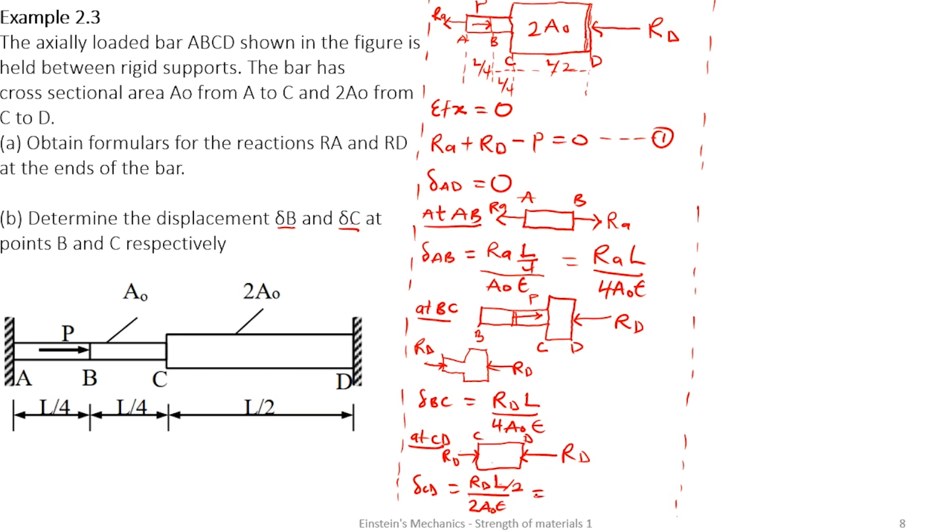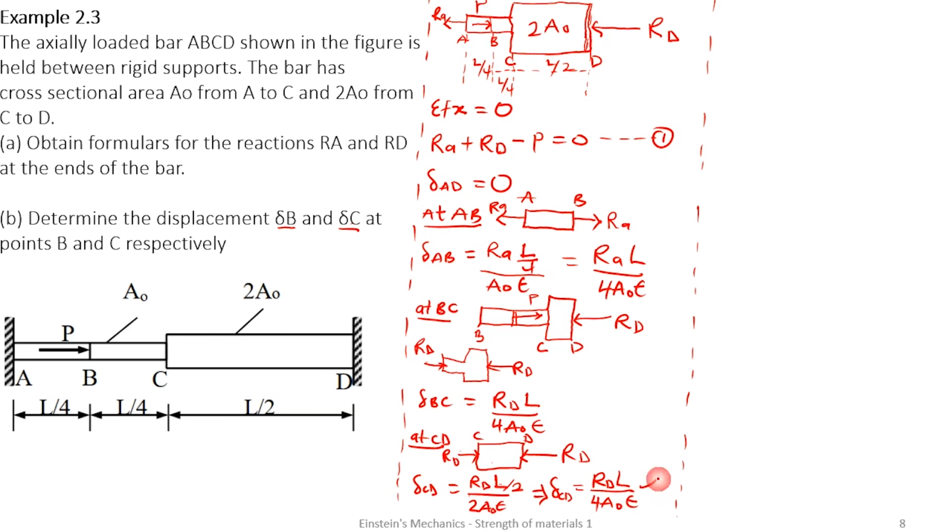So finally, I'm going to get elongation, which implies the elongation in CD is going to give me RD L. The area here in CD is 2A naught already, and the L is still over 2, meaning I'm going to still get 4A naught E.